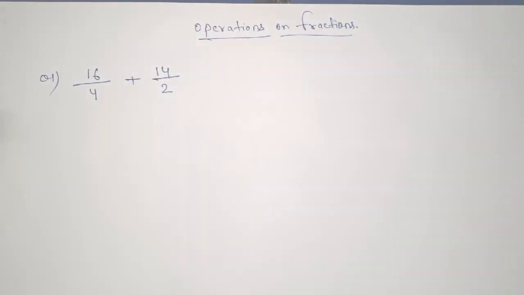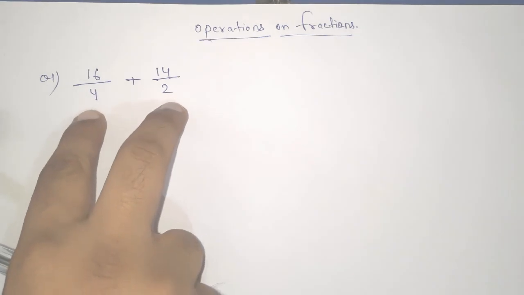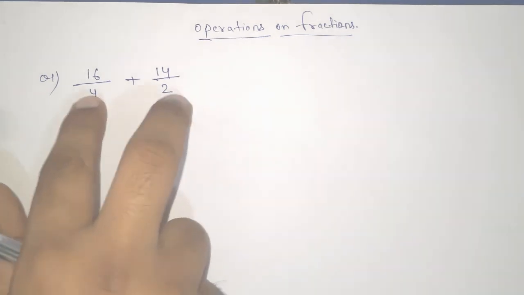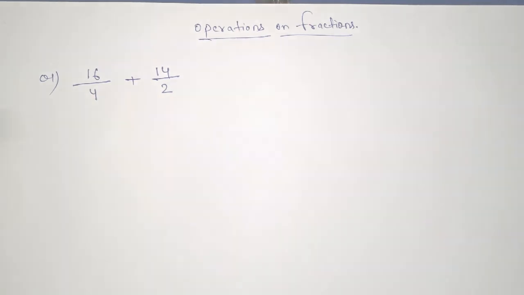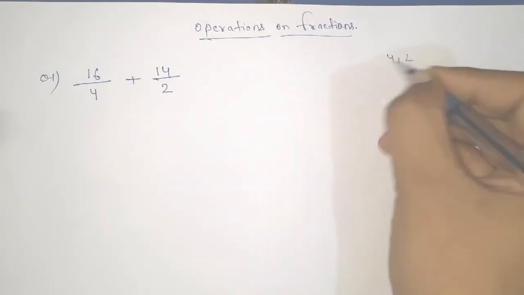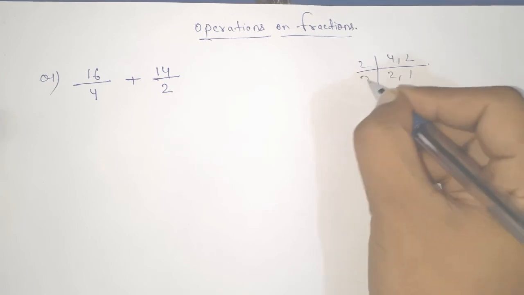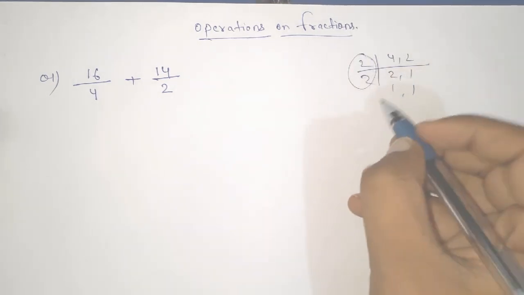As I have told you, for addition or subtraction, you need to first compare the denominators, whether they are equal or not. So 4 and 2, they are not equal. If you want to find the LCM of 4 and 2, the LCM will be 4, since 2 2s are 4.